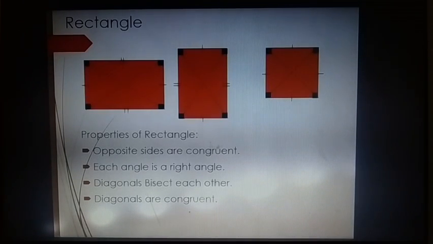So let us come to rectangle. Here we can see different sizes of rectangles, but all are having the same properties. In all these rectangles you can say opposite sides are congruent, each angle is a right angle, diagonals bisect each other and the diagonals are congruent. Even though they are given in different positions, all are rectangles. Let us see the properties in detail.